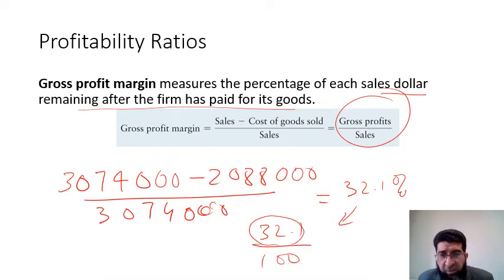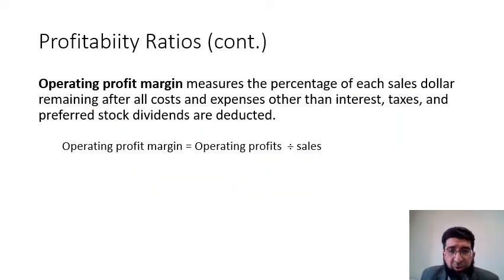Please remember that this 32% of the gross profit margin will be utilized to pay for operating expenses and the other expenses, including the taxes. So the larger it is, the better, because it will be substantially reduced as we move down the income statement. For this purpose, let's look at the next ratio, operating profit margin.